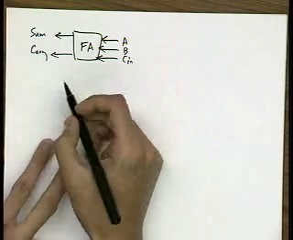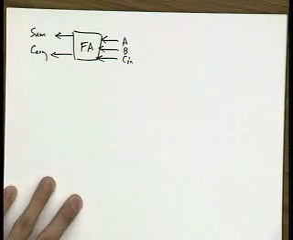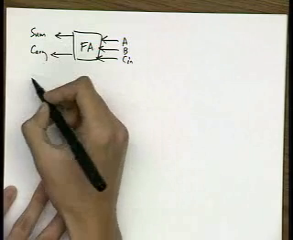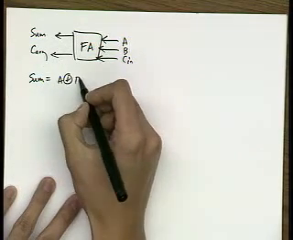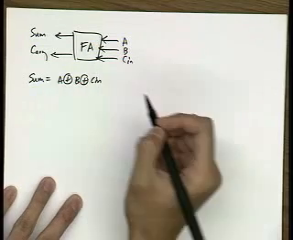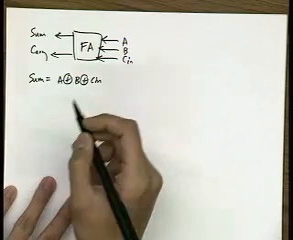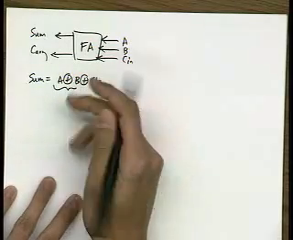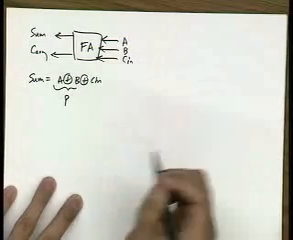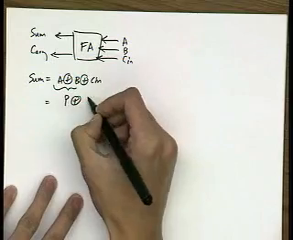How do you get the sum? What's the expression for the sum? It's A XOR B XOR C in. Now in this case, it might actually be easier to just compute A XOR B. We know how to compute XOR, and we call that P. So the sum would be equal to P XOR C in.